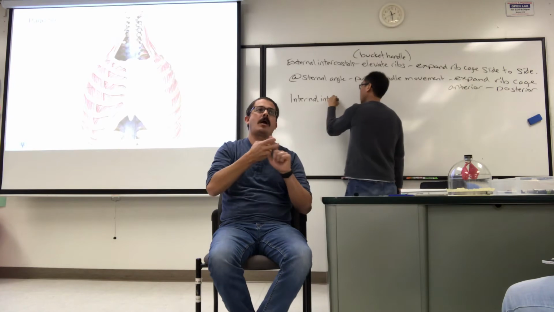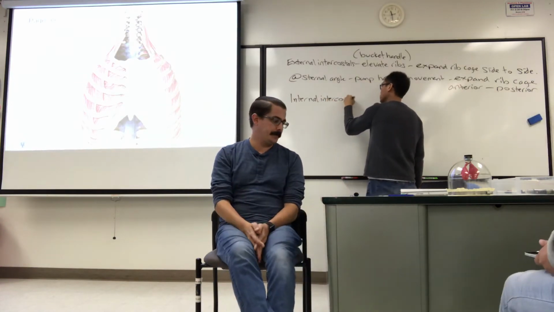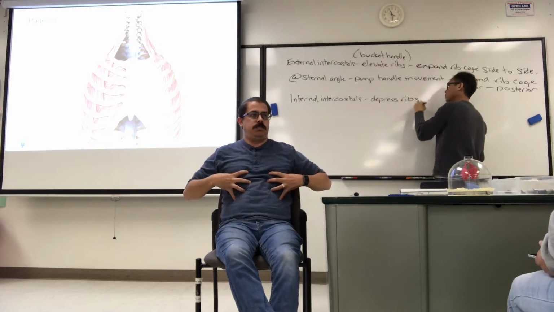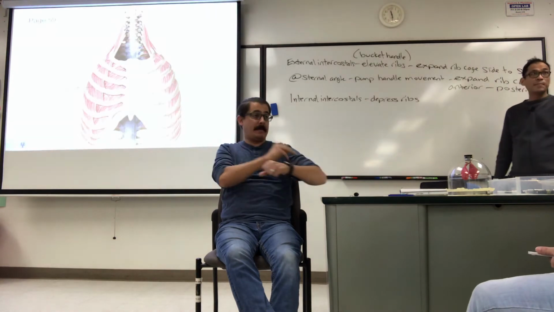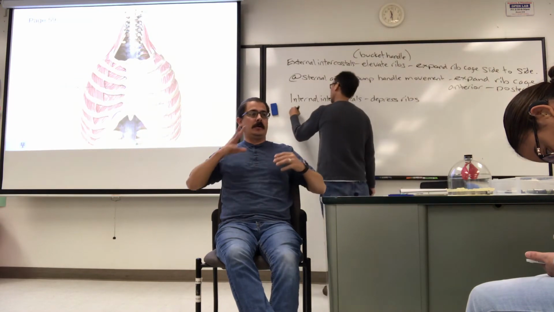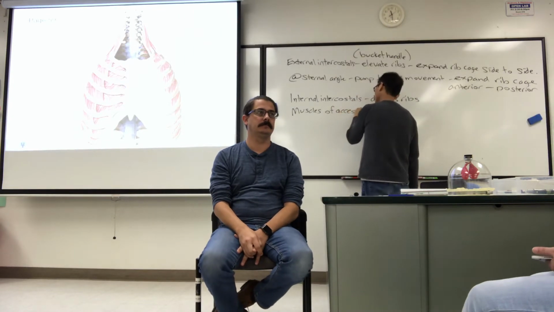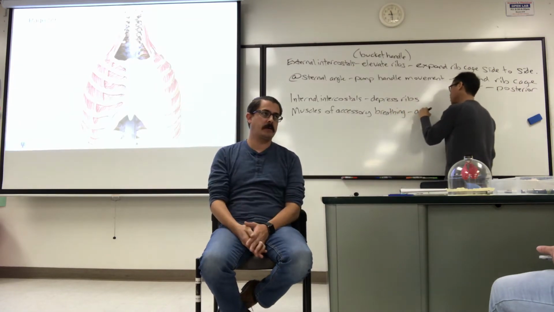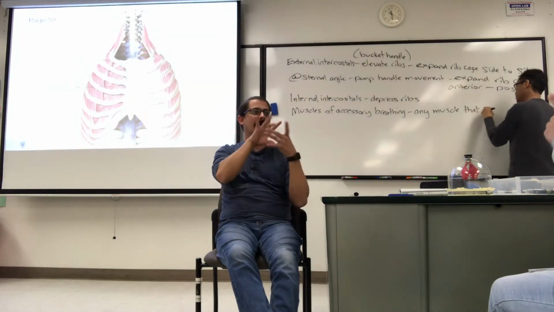Internal intercostals depress ribs. Any muscle that has attachment to ribs can be considered a muscle of accessory inspiration, muscles of accessory breathing. Okay, I'll just define it as any muscle that attaches to ribs.